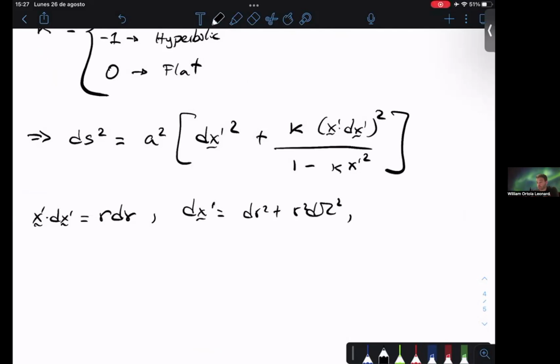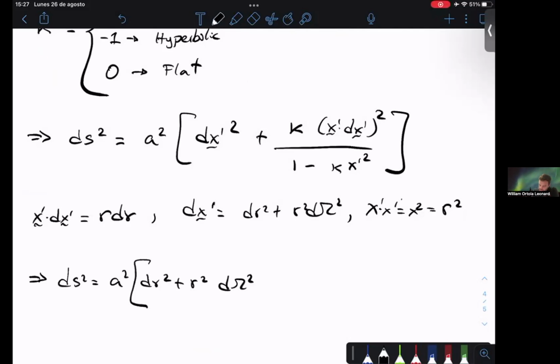And then we also have to remember that x prime dotted with itself, which is x squared, is also only going to care about the radius. What we end up finding is that the metric can now be written as a squared times dr squared plus r squared times the solid angle squared plus k times r squared dr squared divided by 1 minus k.